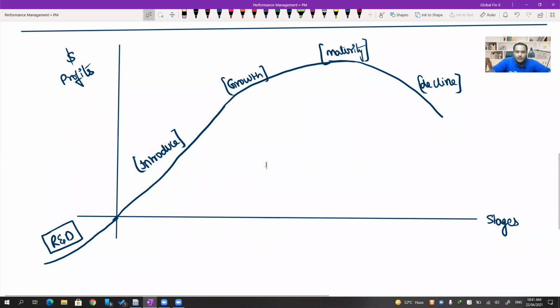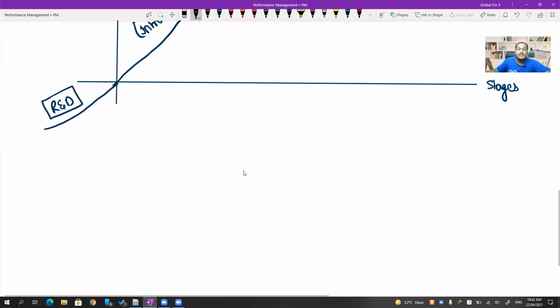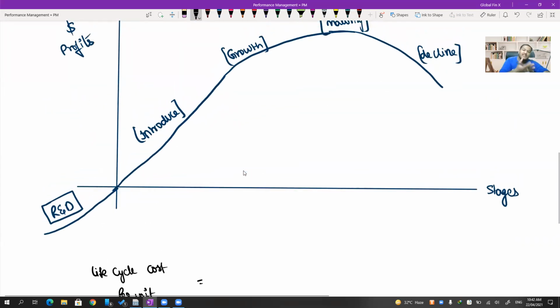So what I need to do is, during the initial launch phase itself, when we are launching the product, we would need the price per unit. So under life cycle cost per unit, to calculate life cycle cost per unit, I need to make a lot of assumptions. Lots of assumptions are involved because I need to calculate the price at the beginning itself.